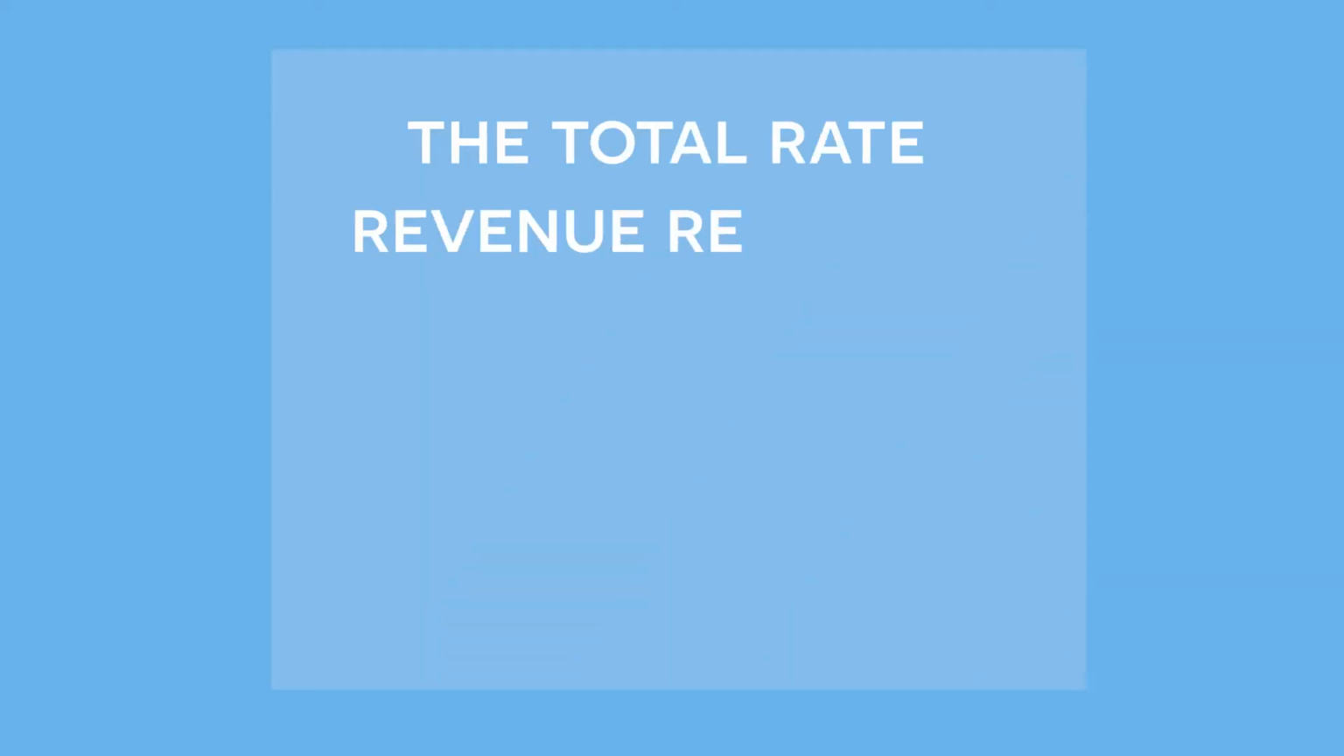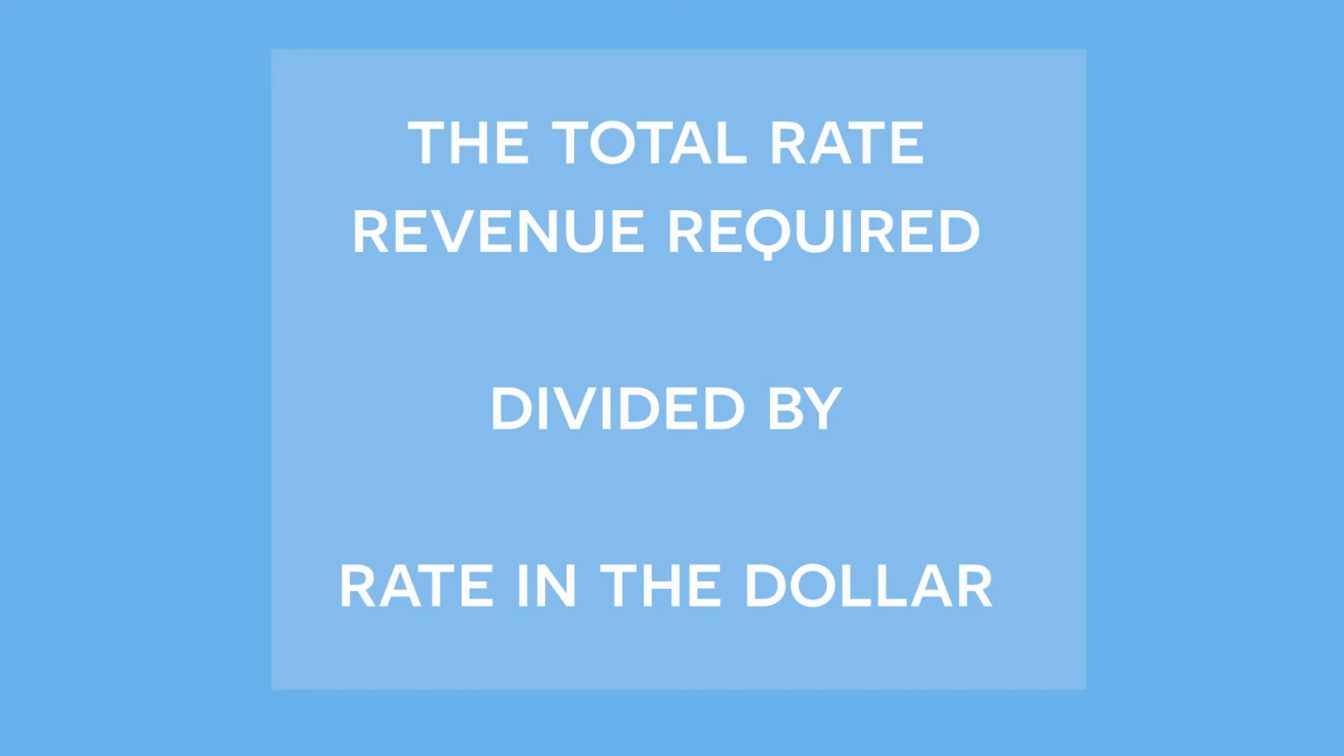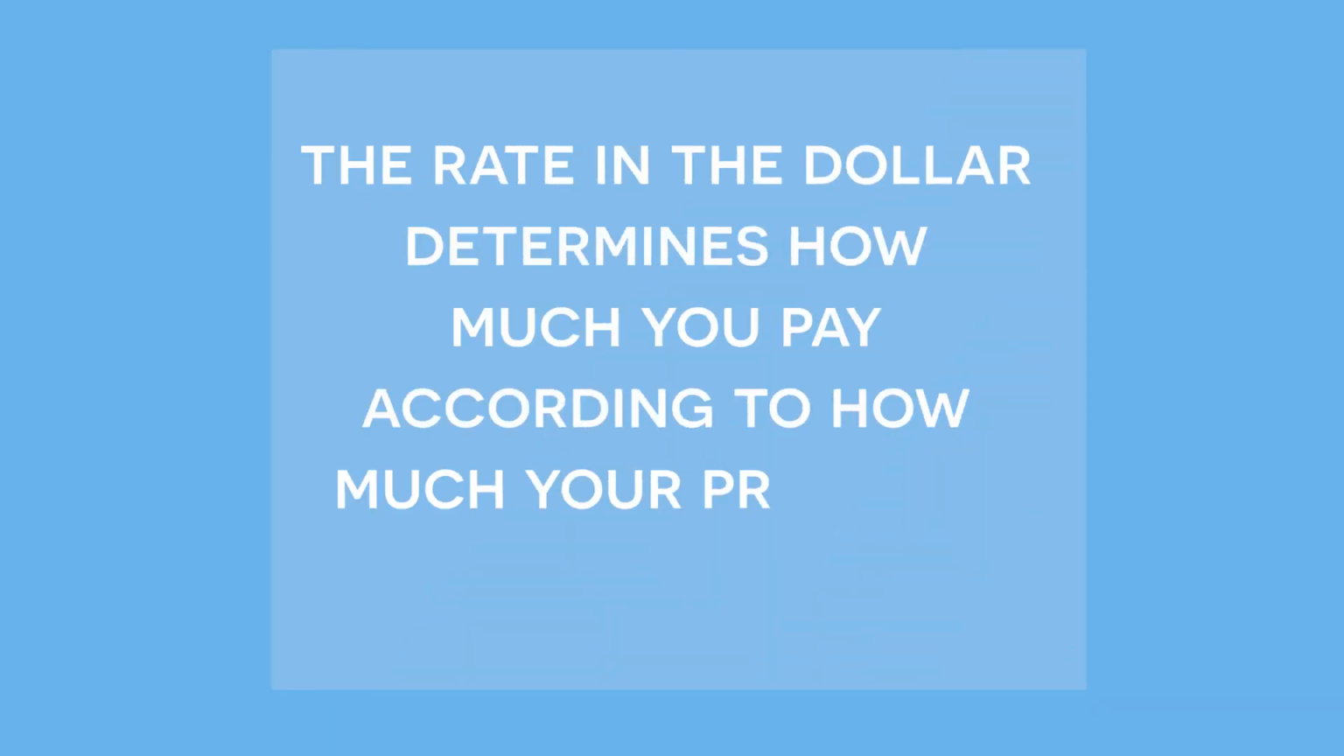In simple terms, the formula used by councils to calculate rates is the total rate revenue required divided by the total value of rateable properties, which is the same as the rate in the dollar. The rate in the dollar determines how much you pay according to how much your property is worth.